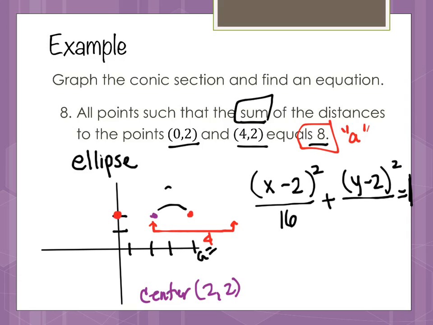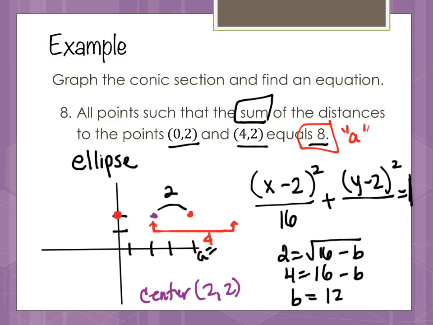My C value clearly is 2. So if I'm using the equation that we had before, that means 2 equals the square root of 4 squared, which is 16, minus the B value that I'm looking for in this case. So this is 4 equals 16 minus B. We can find out very quickly that B equals 12.